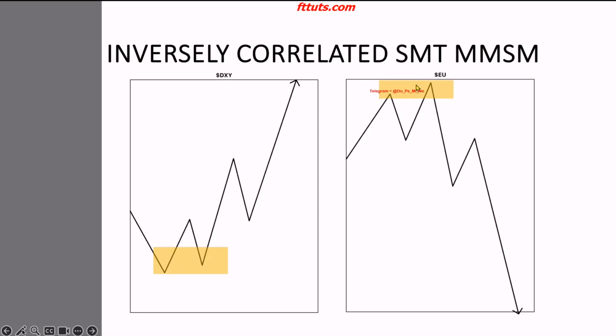This higher high creation, whilst the dollar makes a higher low, is a sign of weakness on Euro, and it is a sign of strength on the dollar. The change in state of delivery, the displacement leg lower, confirms this.